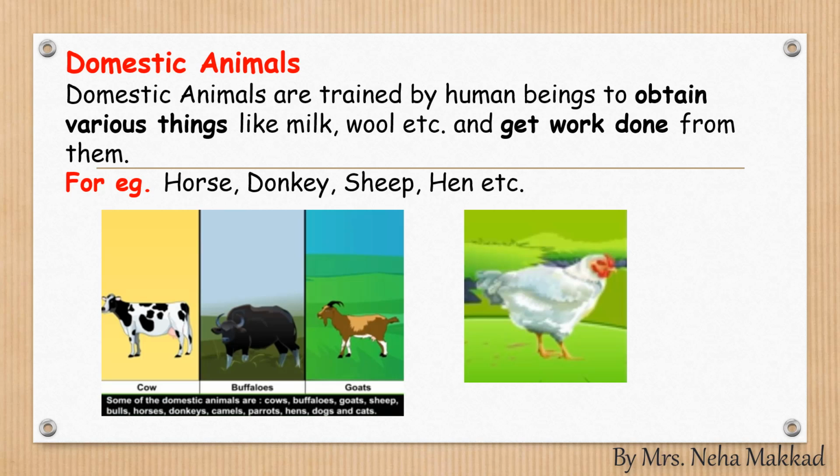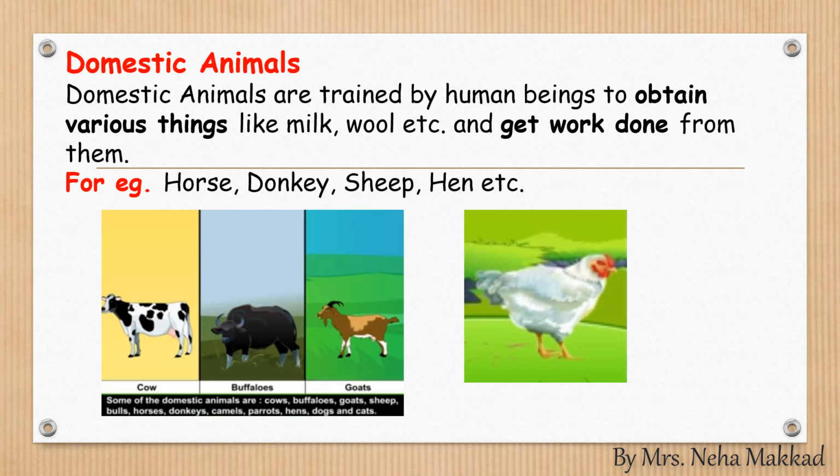Domestic animals. Now, children, domestic animals also stay with us, that is human beings, and they also stay with the farmers in their farms, and they are trained by us, that is human beings. But here the purpose of training them is to obtain various things like milk, wool, eggs, etc. And also some human beings get work done from them also, like the horse and donkey. The sheep gives us wool, the hen gives us egg, cow gives us milk, buffaloes also give us milk, and goats also give us milk.